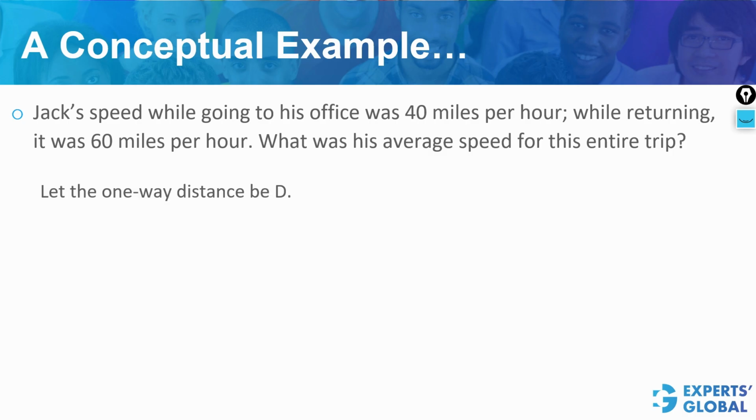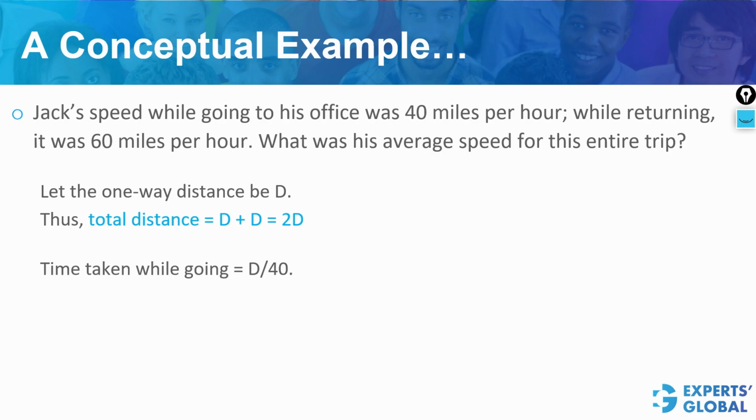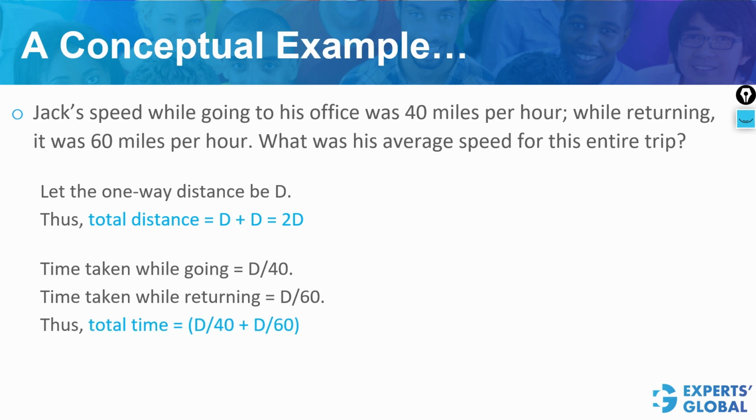Let the one-way distance be d. Therefore, the total distance covered would be 2d. Time taken while going to his office, d by 40. Time taken while returning, d by 60. Therefore, total time for the trip is the sum of the two.